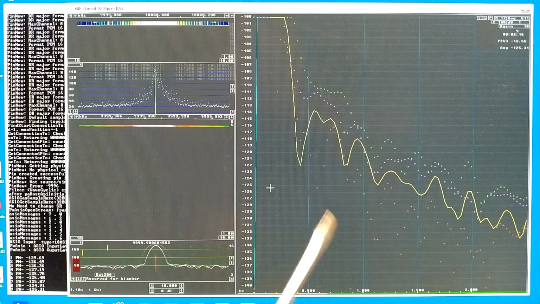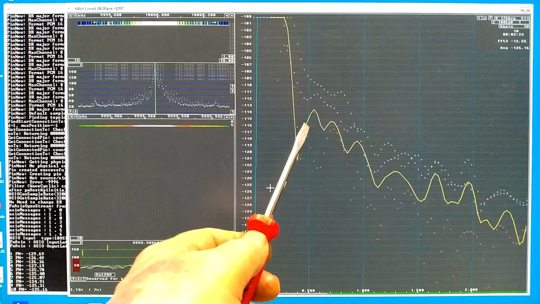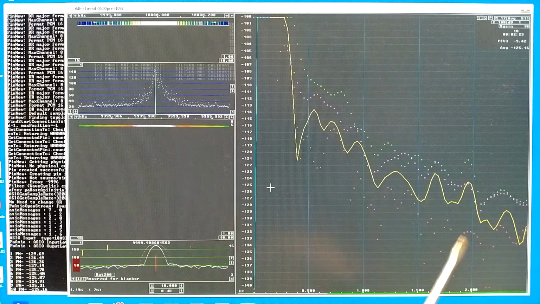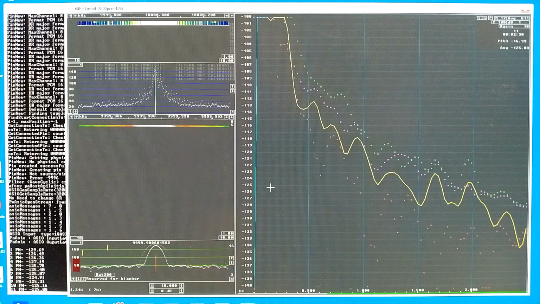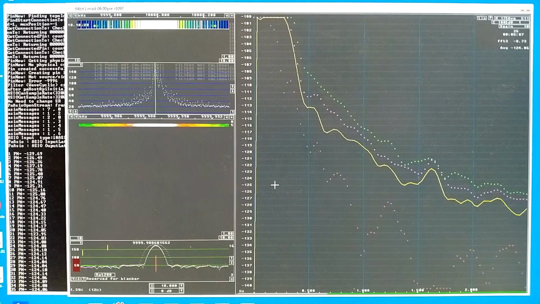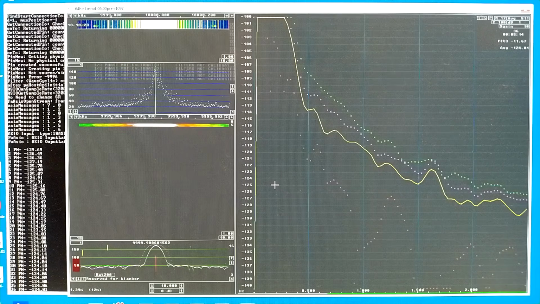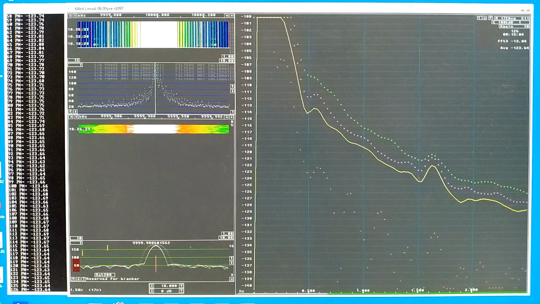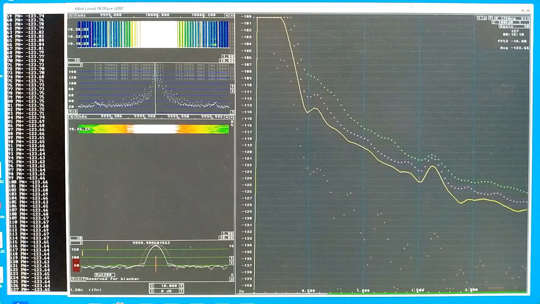But I have to wait for a while to make sure that the yellow trace is well above the red dots, which is the imaginary part that indicates the noise floor of each measurement. After 5 minutes I have 34 averages, and the value is minus 124.08. After 15 minutes, 126 averages. The average is minus 123.65.